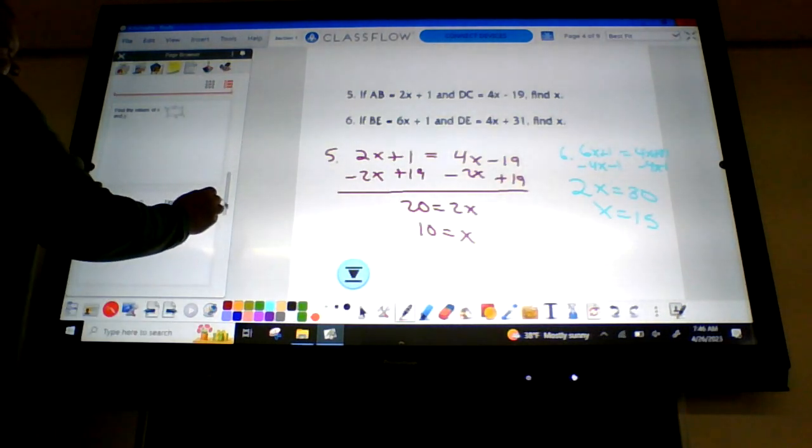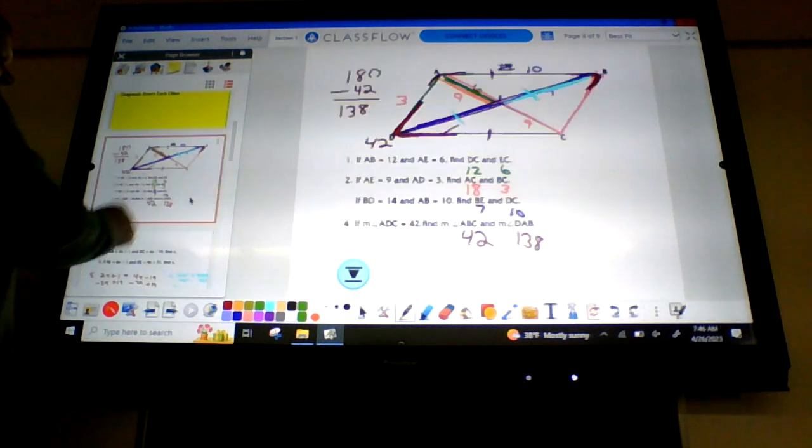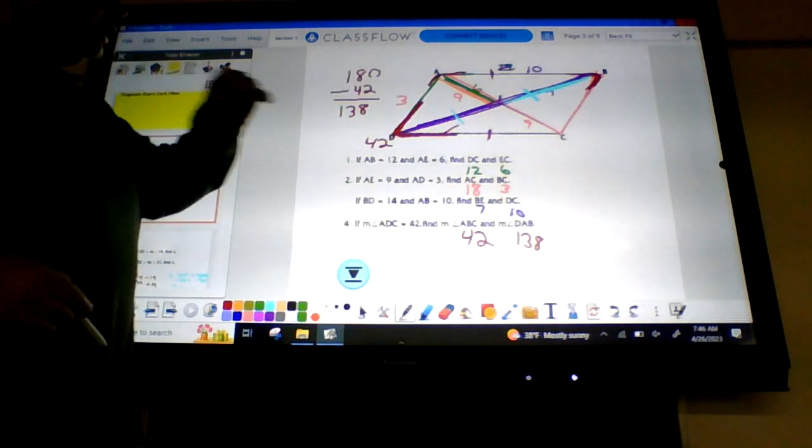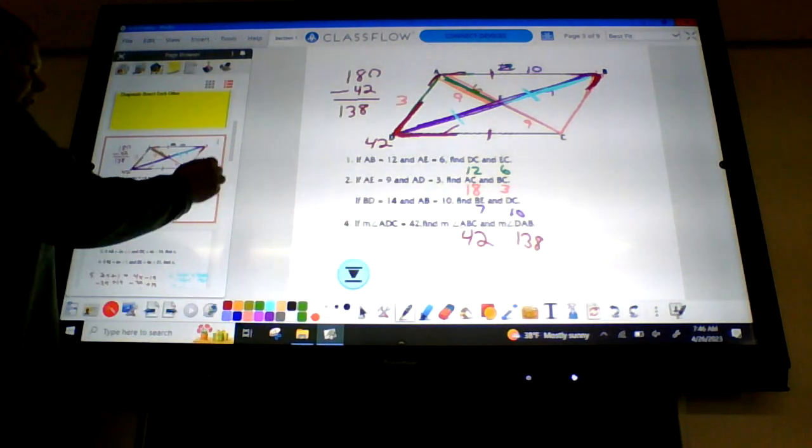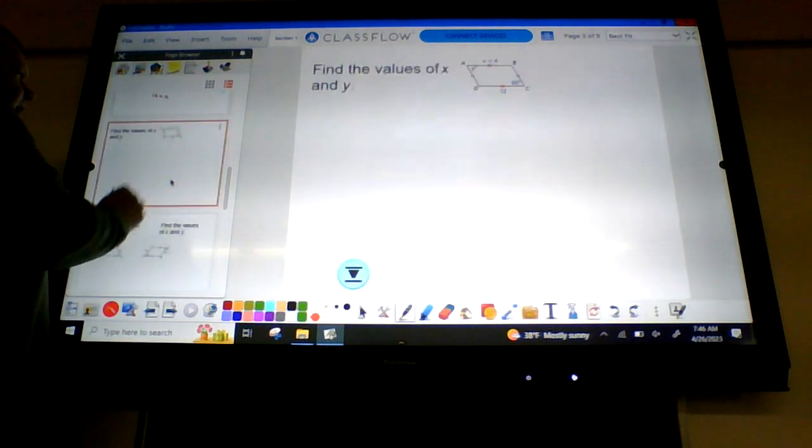Okay, so when we get to the test, that's going to kind of be what the test is going to look like. It's going to look a little bit more like 1 through 4. You're going to have one picture that's going to go through several different types of problems. Okay, so just be aware of that, that's what it's going to look like on the test.